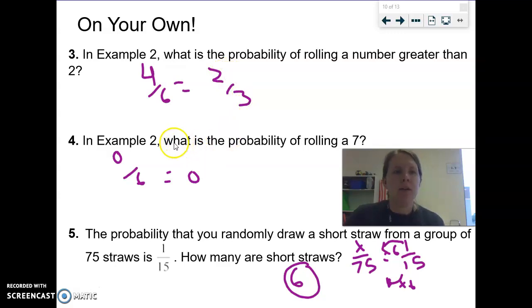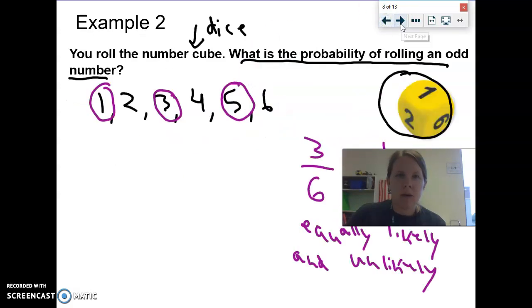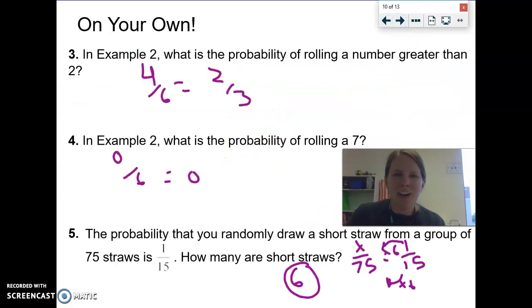All right. In example 2, again, we're talking about that normal dice. Probability of rolling a 7? Well, there's no 7 on a normal dice. It's 1 through 6, so that's a probability of 0 out of 6, or 0. And number 5, the probability that you randomly draw a short straw from a group of 75 straws is 1 out of 15.